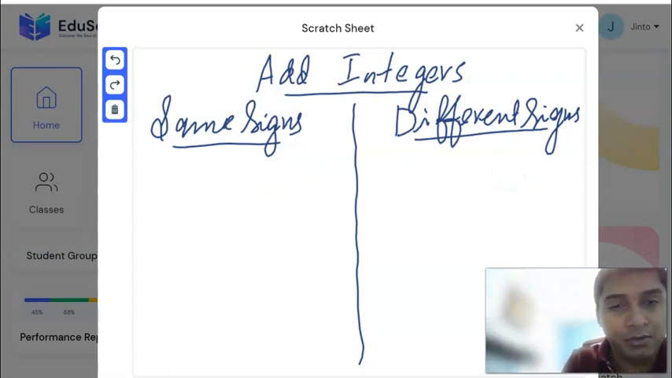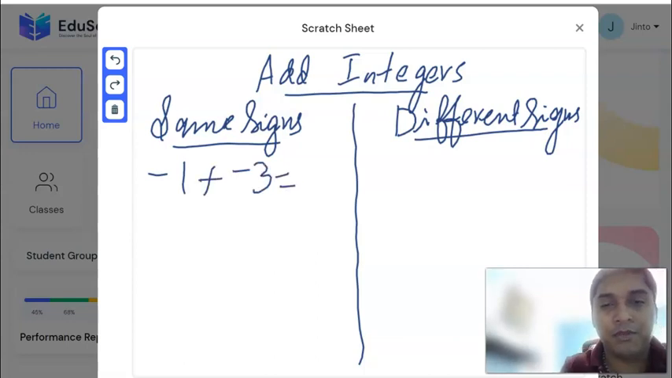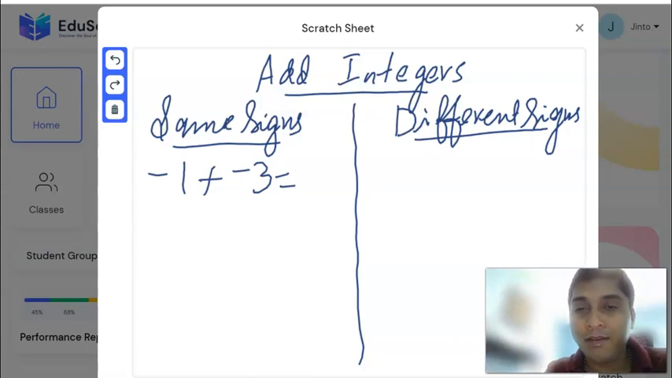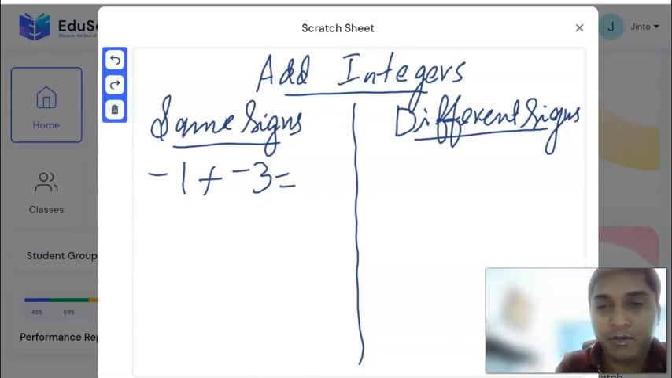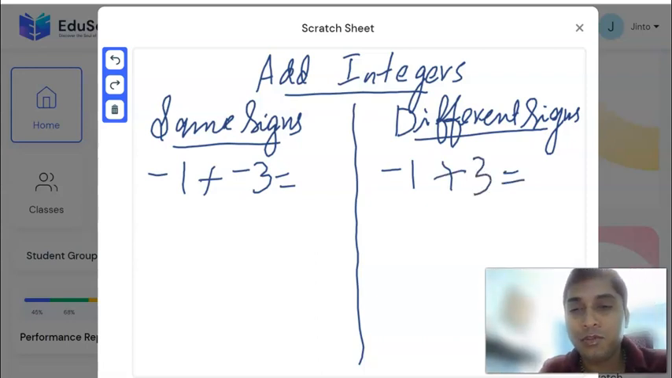For example, -1 plus -3. Or you have different signs. For example, -1 plus 3. So there are two possibilities, okay, when you add integers. So we have to understand this adding integers really good in order to get to subtraction later, okay.